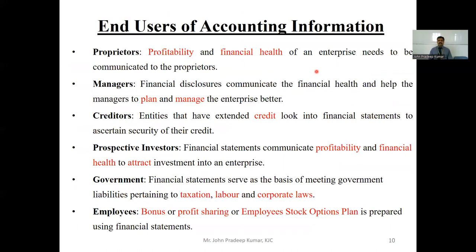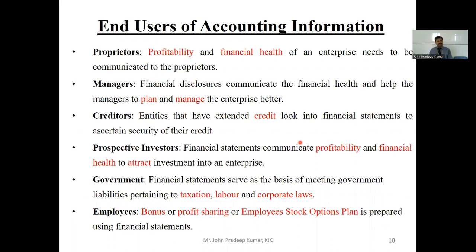And the next question that normally comes to our mind: who are the end users of the accounting information? The accounting data has been prepared with so much effort, so much clerical work, and so much information technology used for recording the accounting data. So the next question is, who are the end users of the accounting data? These are the end users that you can see on the screen.